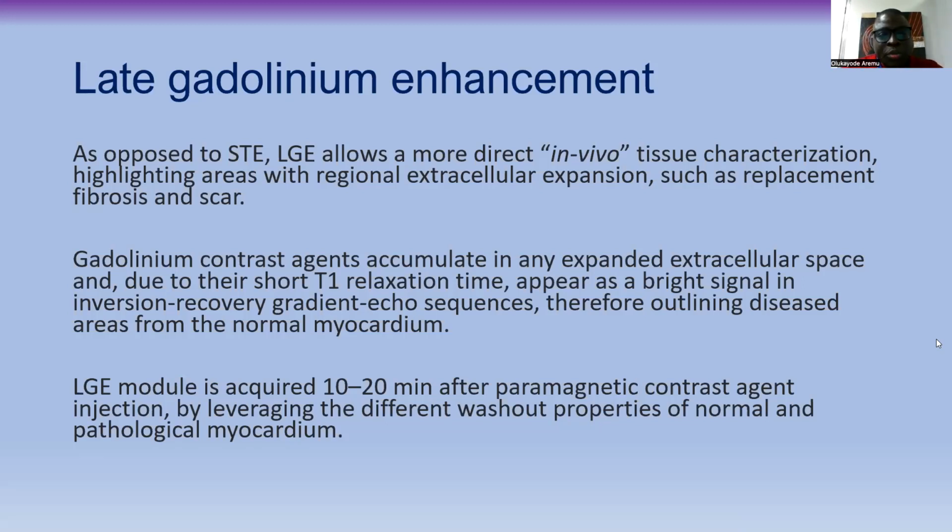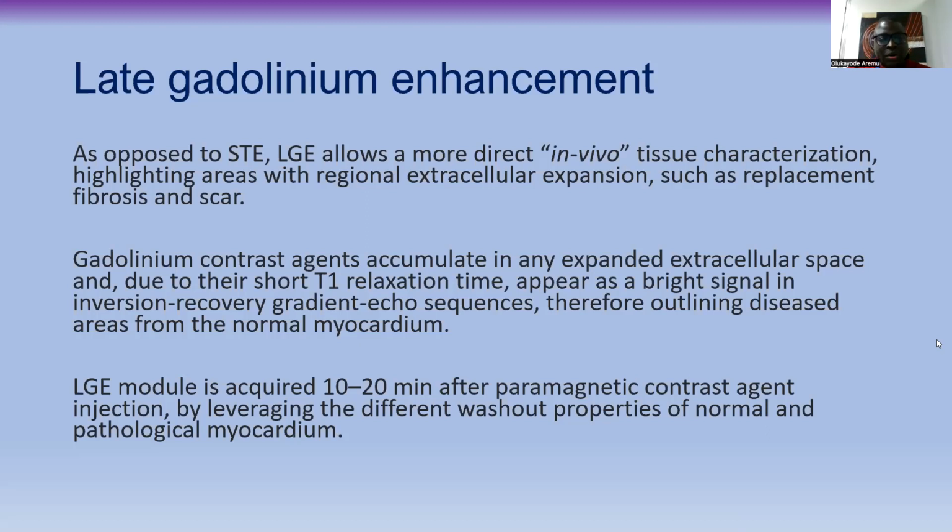You acquire your image like that. Now it dances around, you excite it. That's the word. You excite the protons. Once you excite them, there is a time that it takes to travel and to come back to the point of excitement. So that is the T1 relaxation time that we're talking about. The time that it takes the spin, the protons, to reach equilibrium and to come back is the T1 relaxation time. And this appears as a bright signal in inversion recovery gradient echo sequences. And this is what outlines the diseased area from the normal myocardium.